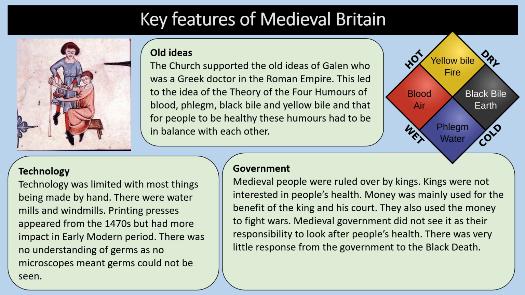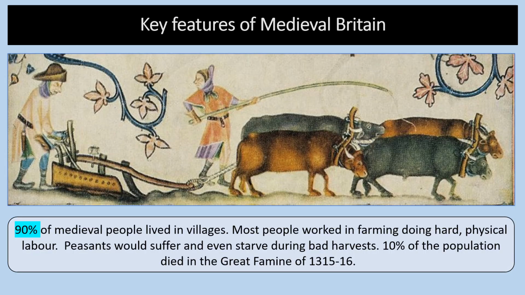In terms of government, medieval people were ruled over by kings. Kings were not interested in people's health. Money was mainly used for the benefit of the king and his court. They also used their money to fight wars. So, for example, during the Black Death, King Edward III was still going to war with France during the 100 Years' War. Medieval governments did not see it as their responsibility to look after people's health, so there was very little response from the government to the actual Black Death.